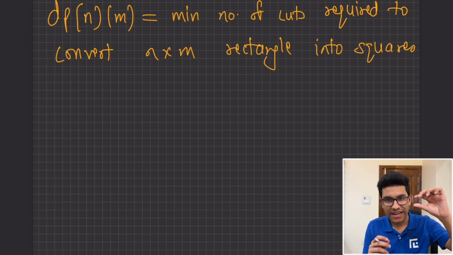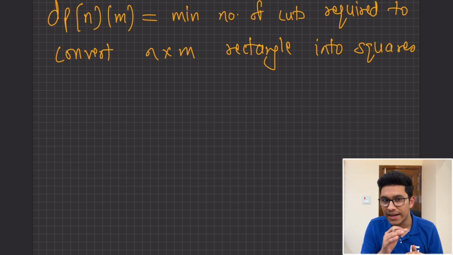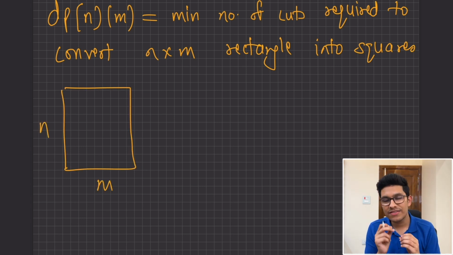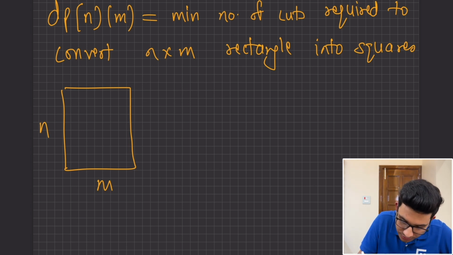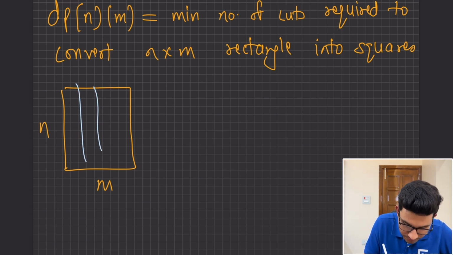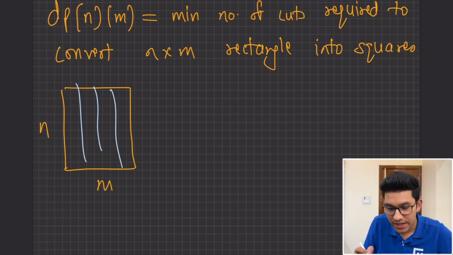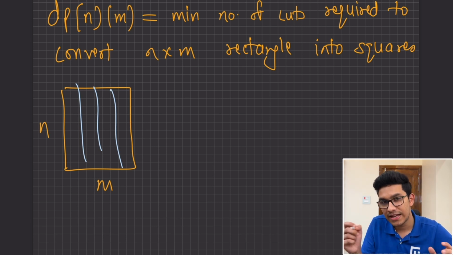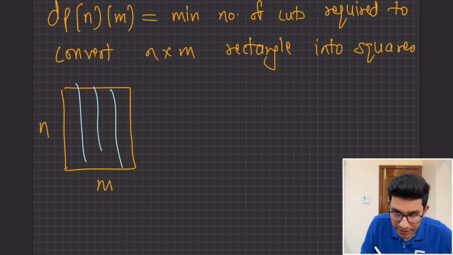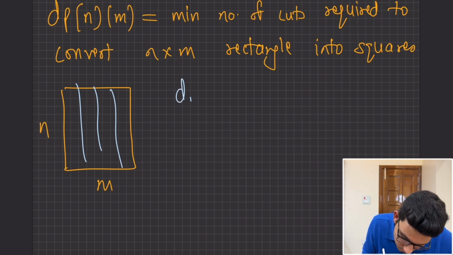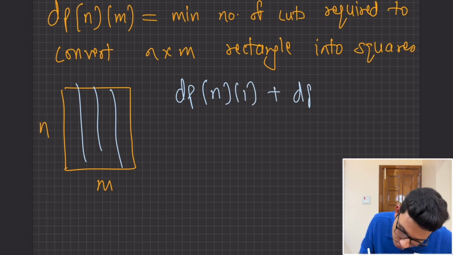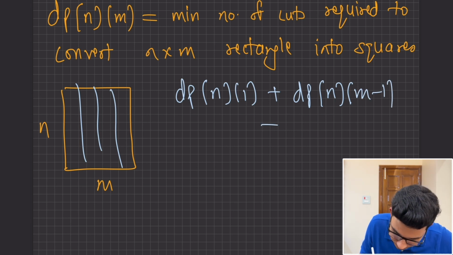See, if you have n as the height of the rectangle and m as the width of the rectangle, what is the very first cut that you could make? Let's look at the vertical cuts. If you're looking at the vertical cuts, these are the cuts that you could make, right? So can I say, if I'm making a vertical cut, then how many total cuts would that require? If you make a cut of length 1, that would be dp of n comma 1 plus dp of n comma m minus 1 plus 1.